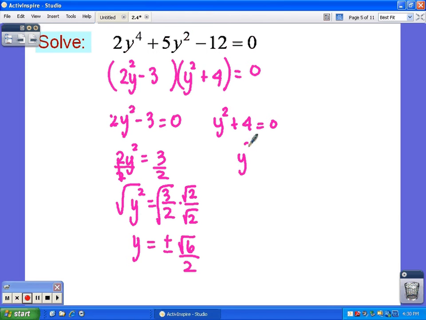On the other side, taking the 4 over, it becomes -4. Again, using the square root method, we'd get y is equal to plus or minus 2i.